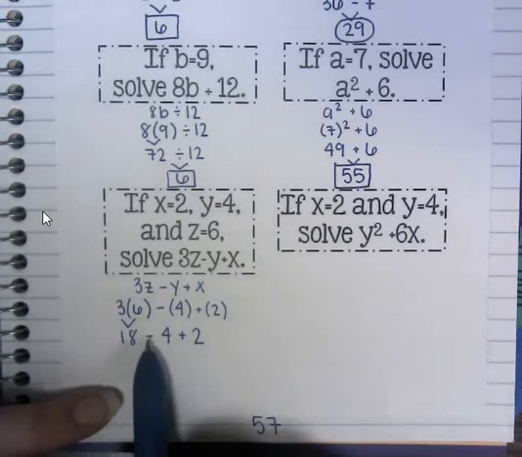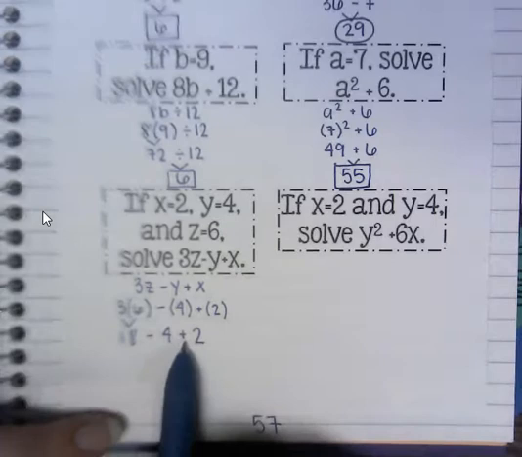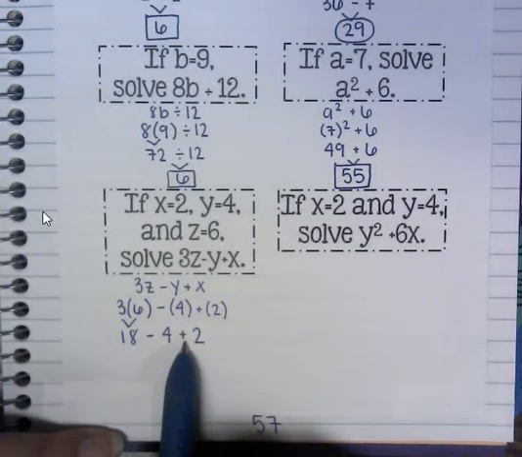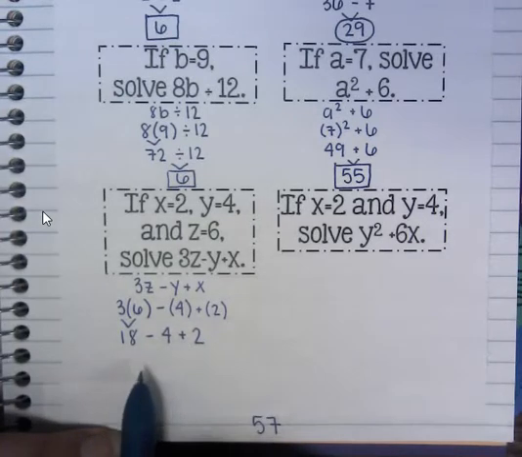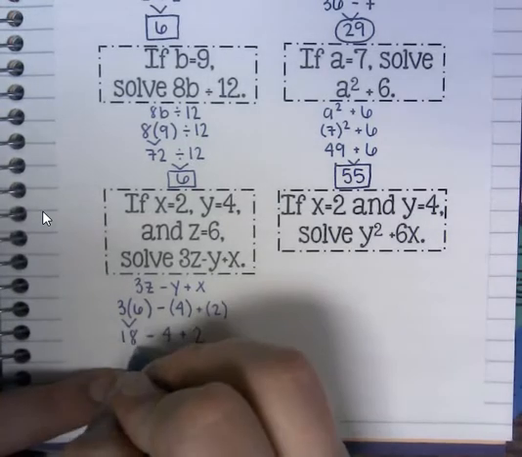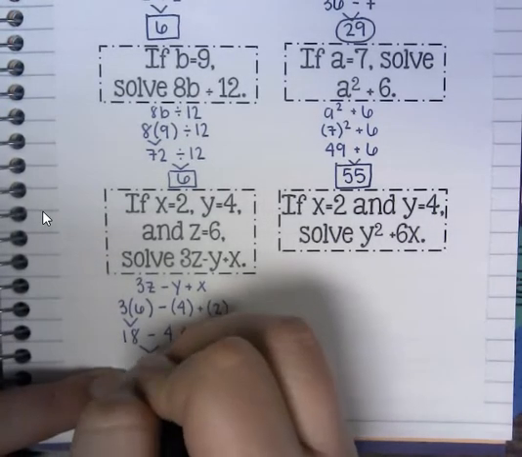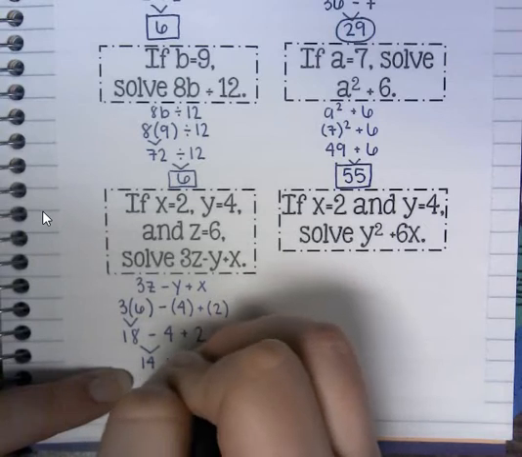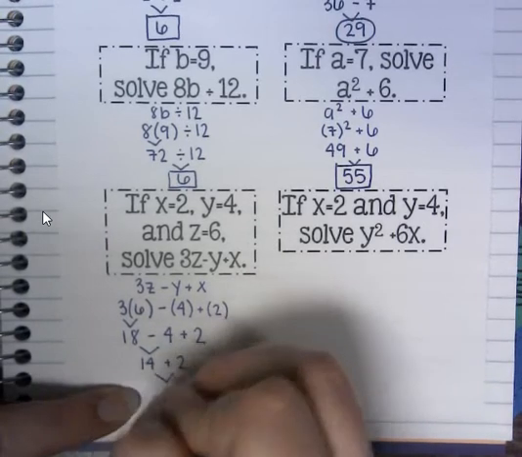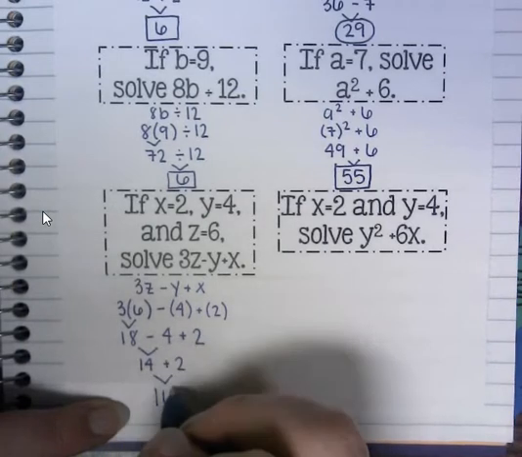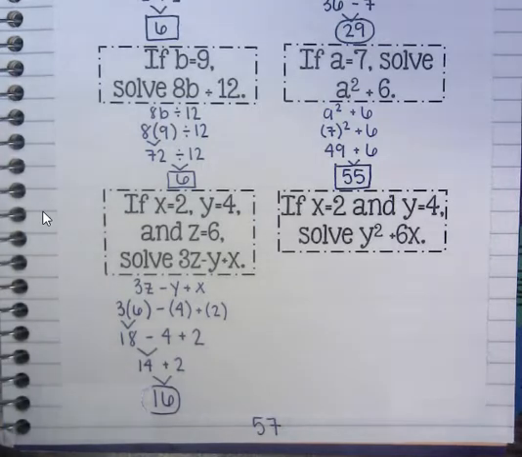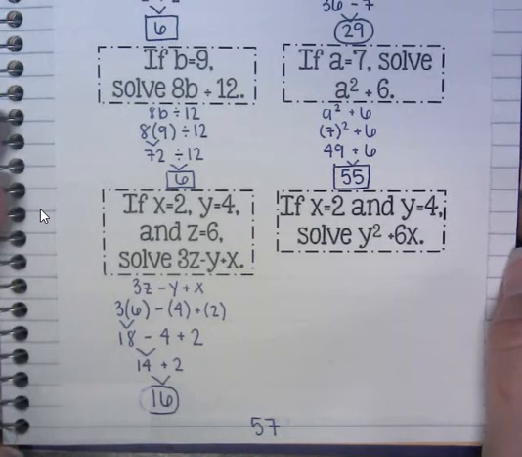Then we've got subtraction and addition. Remember, subtraction and addition are on the same level, so you go from left to right. 18 minus 4 is 14. 14 plus 2 is 16. So that is my final answer. That one stretched our brains a little bit, but I know you guys can do it.